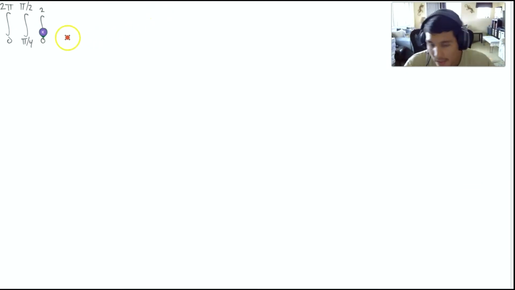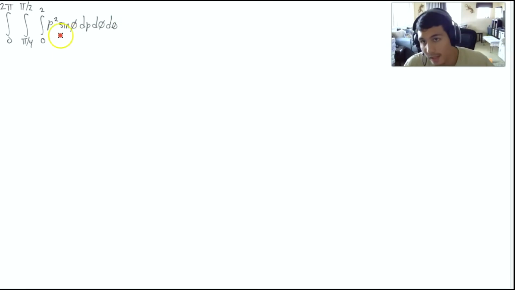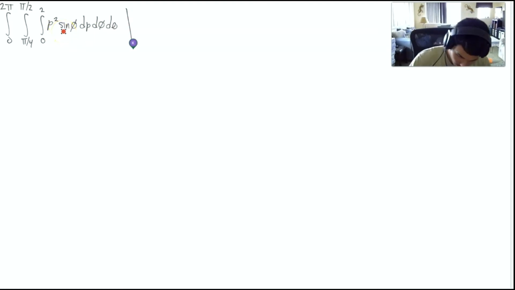And remember, dV is, in this case, just rho squared sine phi d rho d phi d theta. And as you guys know, these are multiples. There's nothing that's going to stop us from using the multiple rule, because it's not plus or minuses here. It's just multiples. So we could write one integral, which is from 0 to 2 pi d theta, which is equal to 2 pi.